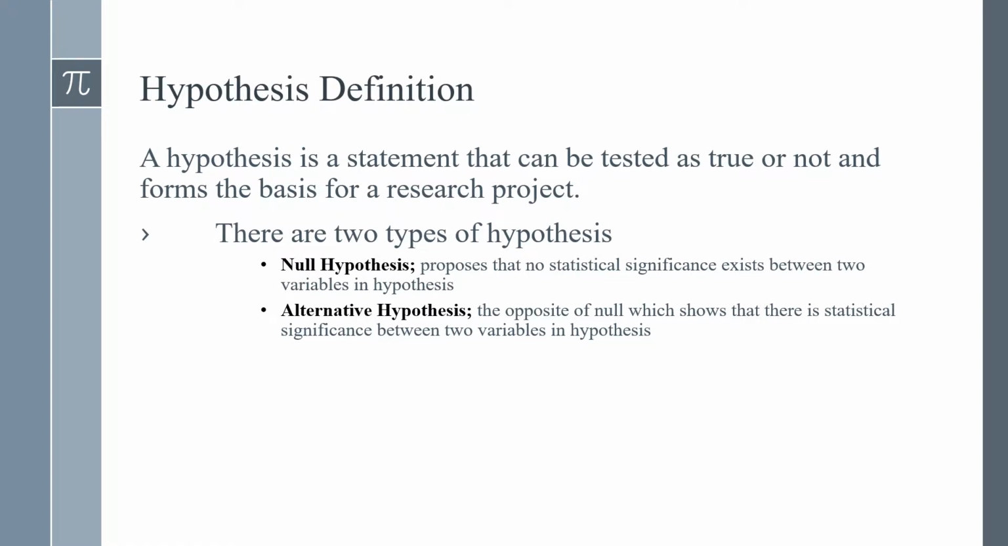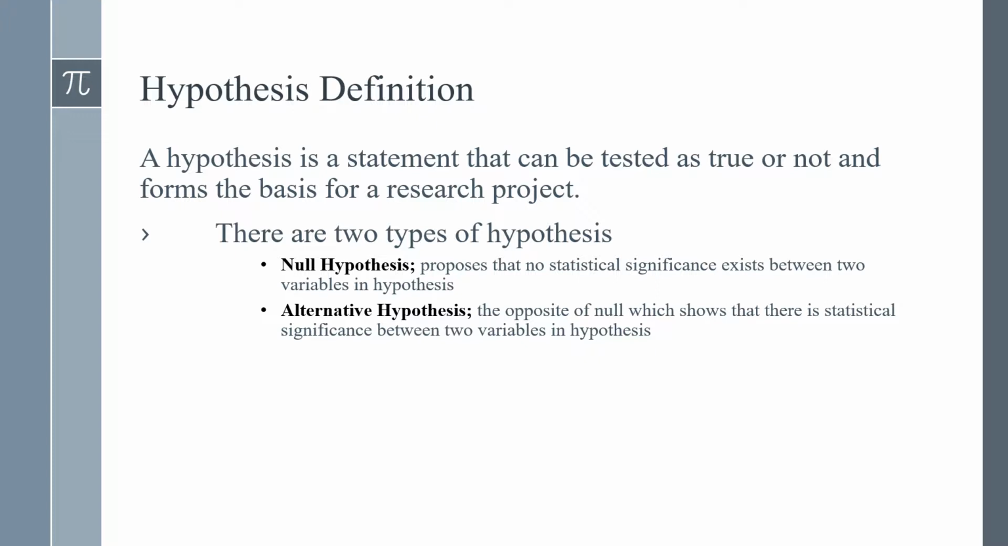So what is the definition of hypothesis? According to Sekaran and Bougie in 2013, a hypothesis can be defined as a tentative yet testable statement which predicts what you expect to find in your empirical data. So basically, a hypothesis is a statement that can be tested as true or not true, and it forms the basis for a research project.